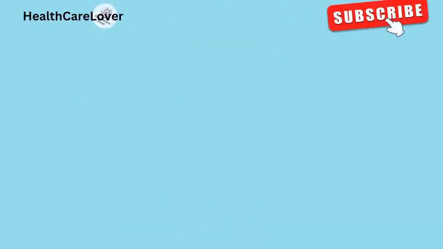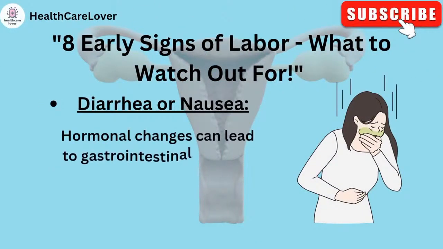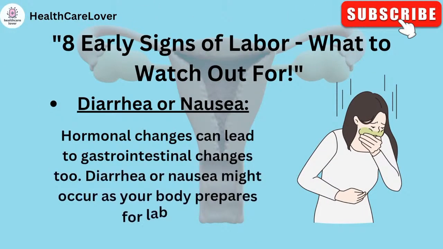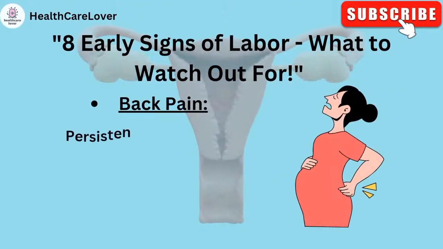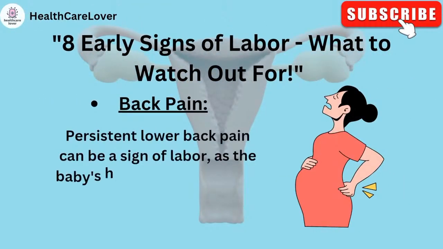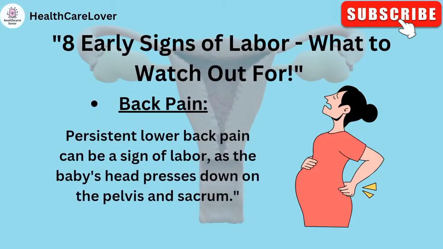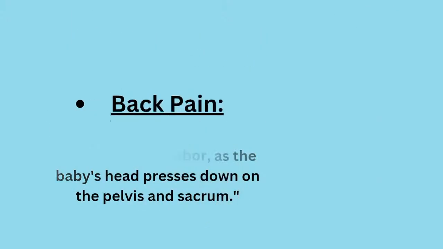Diarrhea or nausea. Hormonal changes can lead to gastrointestinal changes too. Diarrhea or nausea might occur as your body prepares for labor. Back pain. Persistent lower back pain can be a sign of labor, as the baby's head presses down on the pelvis and sacrum.